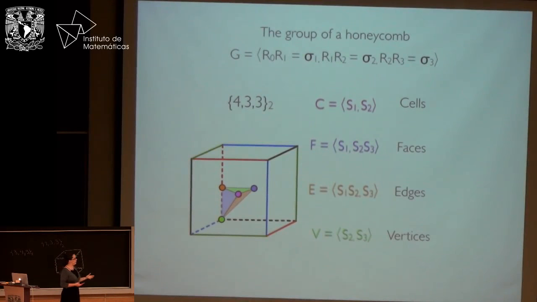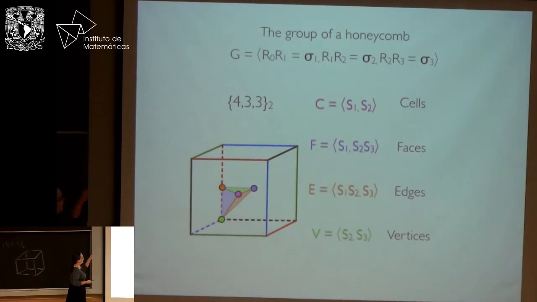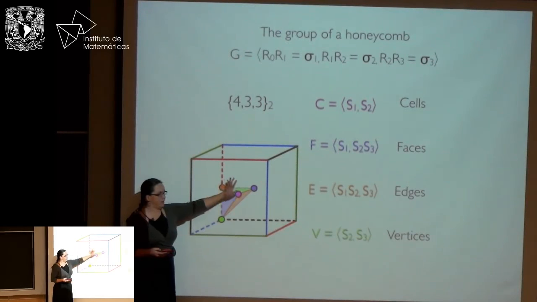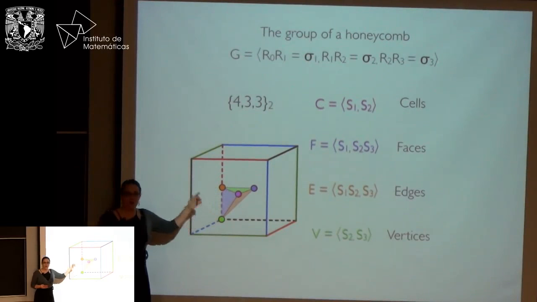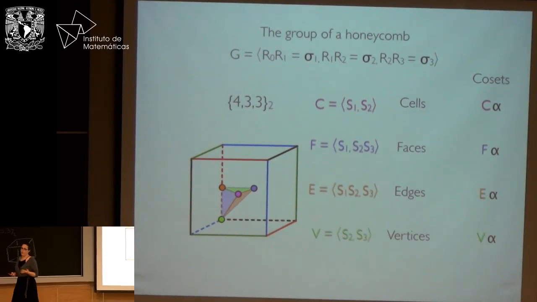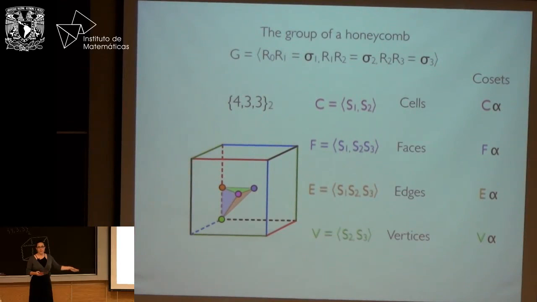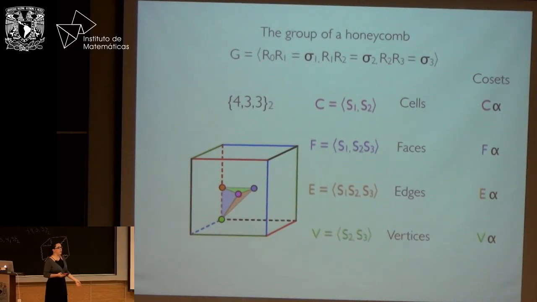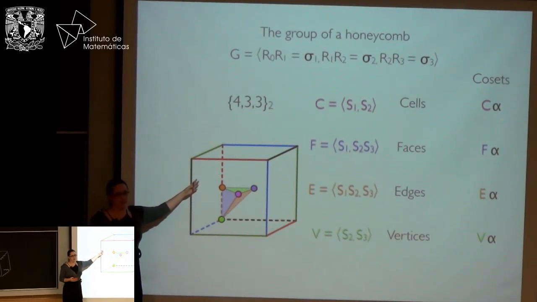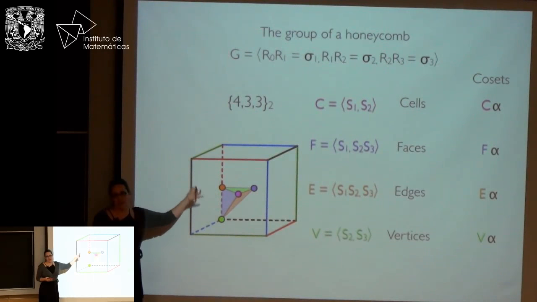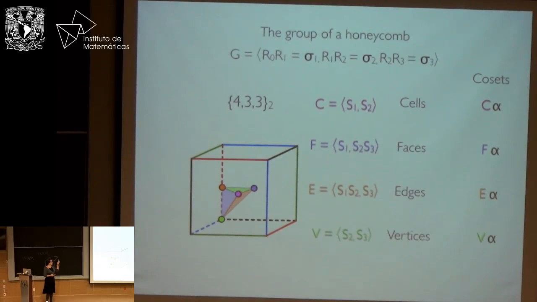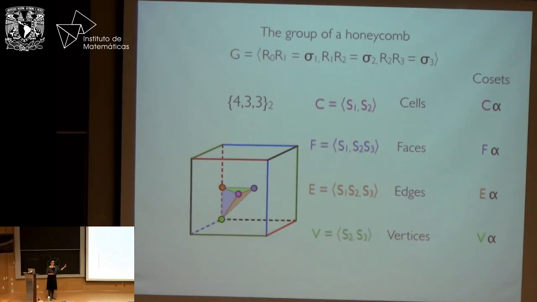And then what I could do is identify that subgroup with this vertex, with this edge, with that face, and with the cell, and then the other vertices, edges, faces, and so on, I can identify them with the cosets of these groups. And the reason why I can do that is because the group is transitive on vertices, edges, faces, and cells. Well, there's only one cell. So then what I have is a group that represents my honeycomb.